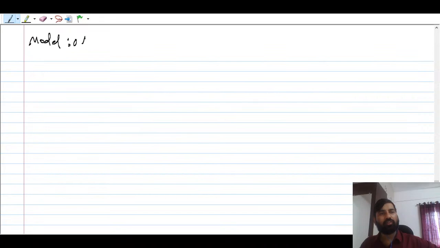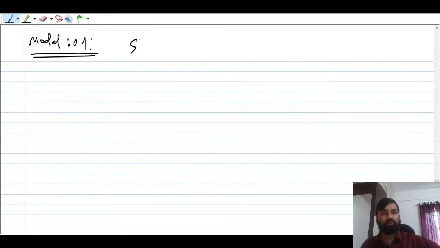Model number 1 that you can expect in your exam is what? A differential equation will be given and you have to write the state model. Writing a state model is nothing but what? Finding these matrices, or writing the state equations.